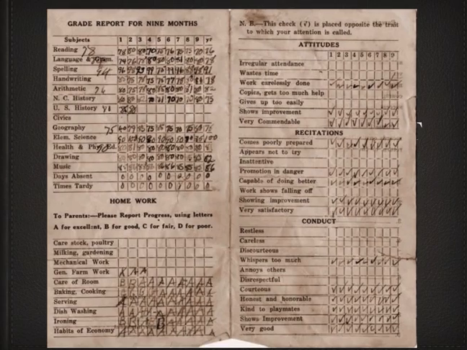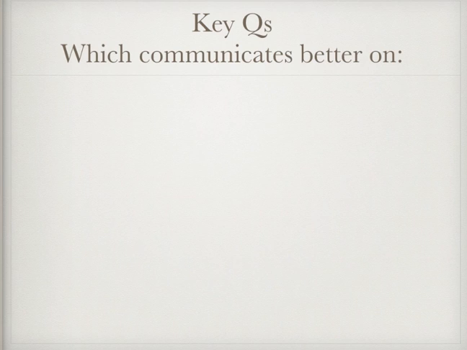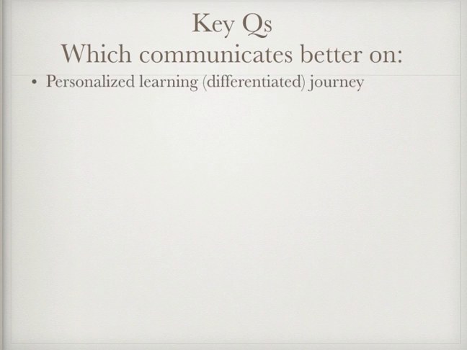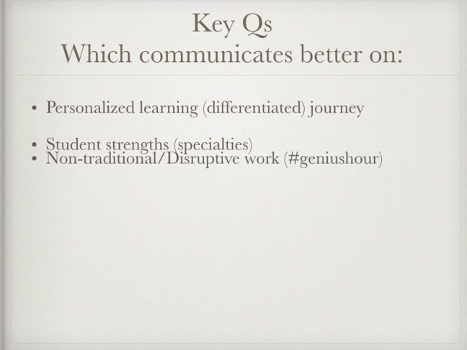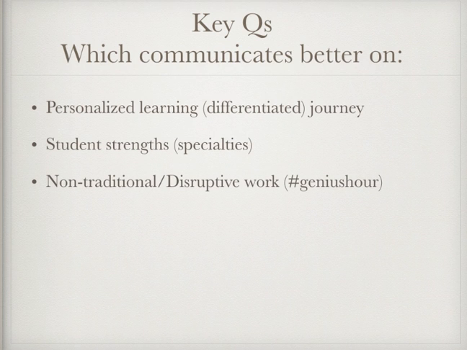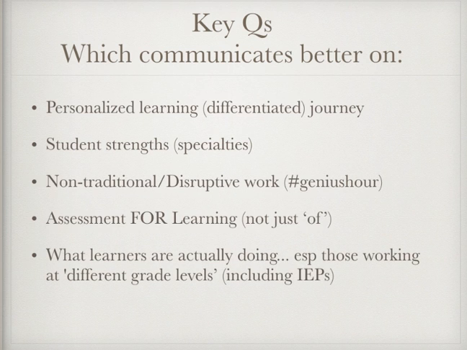The unfortunate part, of course, is that in the past, a bunch of numbers, a bunch of letters may not tell us what we want it to, especially as we shift from reporting on tasks to communicating authentic learning. Especially when looking at report cards, how does it report on personalized learning, student strengths, elements like disruptive work? The passion projects that students spend hours on shouldn't just be relegated to a percentage or a number. There's so much more that we can be working on.